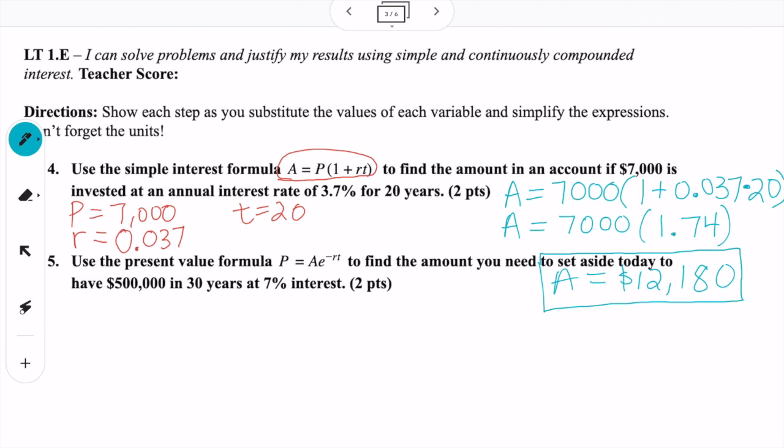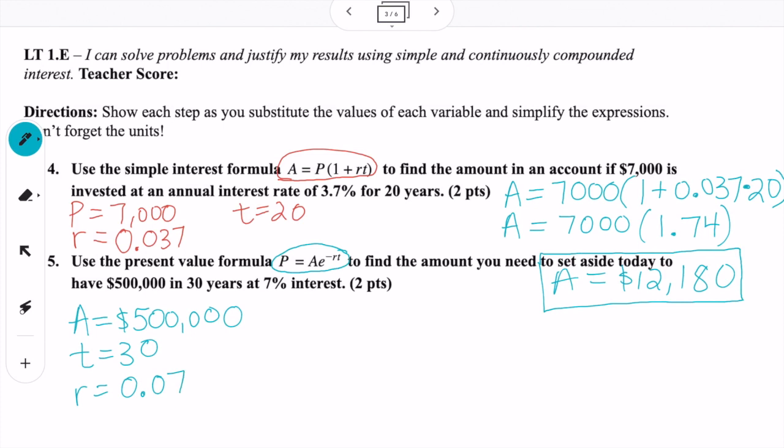Number 5, we've got a different formula here to use. This is the present value formula. It's when we're trying to find the starting amount. How much do we need to set aside today to have $500,000? So our future amount, we want $500,000 in 30 years. The time is 30 at a 7% interest rate. And I turn that into a decimal.